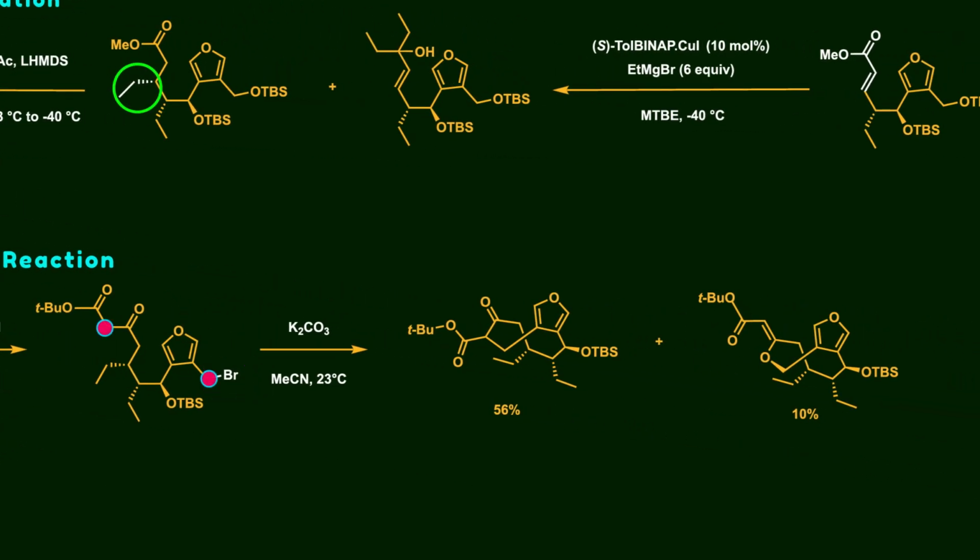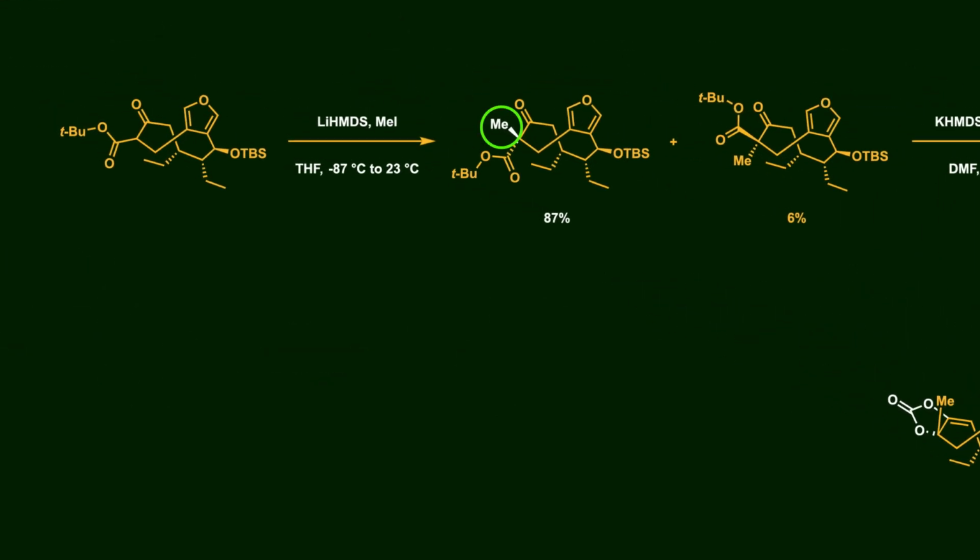The intramolecular cyclization proceeds upon the addition of potassium carbonate. To avoid intermolecular cyclization, the reaction is carried out under high dilution. Note that O-alkylation can also occur during the cyclization, but it remains a minor side product.